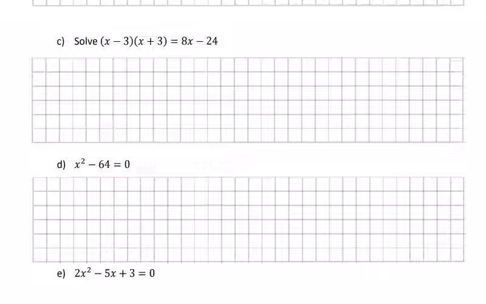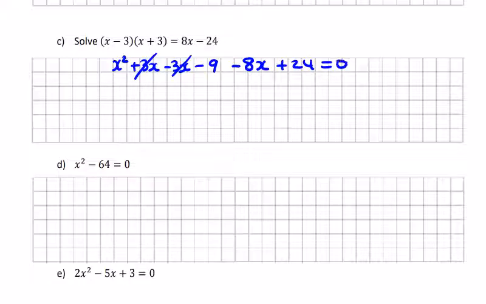Part C requires you not to panic and just multiply out the brackets and bring the 8x and the minus 24 across. You might see the difference of two squares here. It's going to be x squared minus 9, because we have x squared plus 3x minus 3x minus 9. You don't have to put in the 3x's if you can identify it's a difference of two squares. And you can write equals 8x minus 24, or you can bring them across in one step: minus 8x plus 24 is equal to 0.